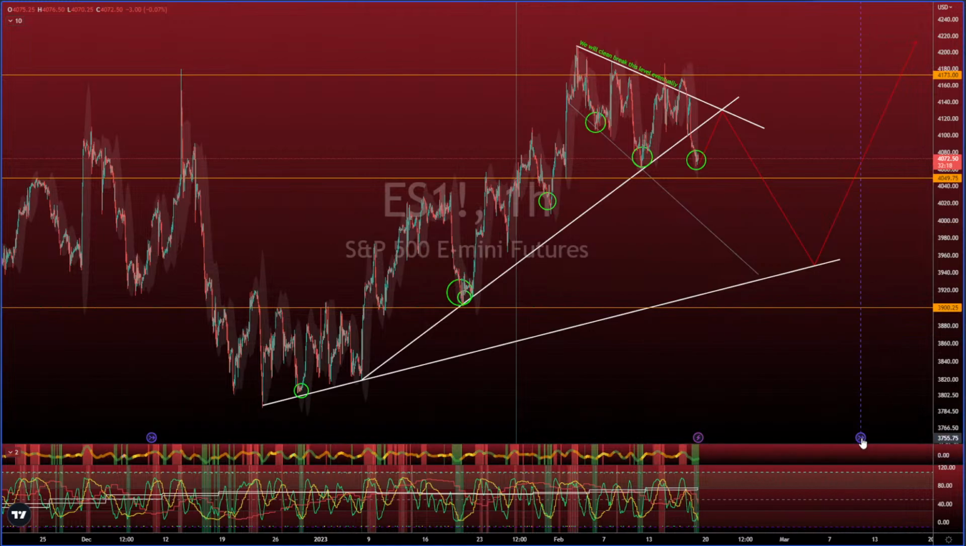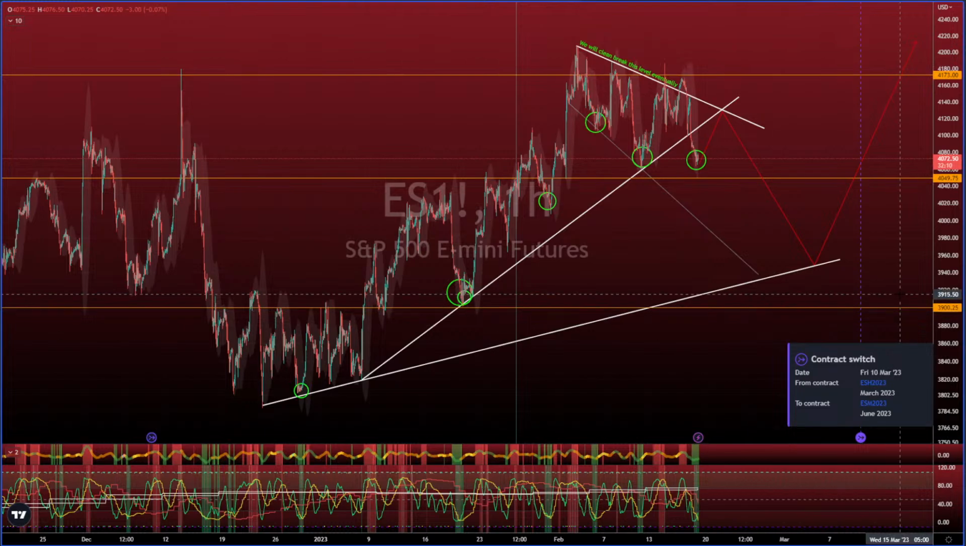Keeping in mind that the rollover date, the ES futures roll, is going to be on March 10th. The actual expiration date is going to be on March 17th. So it expires on March 17th and the contract switch is going to be on March 10th. You're going to see most traders roll from ESH 2023 to ESM 2023. That's going to be the June expiration. Most people are going to roll on this day.